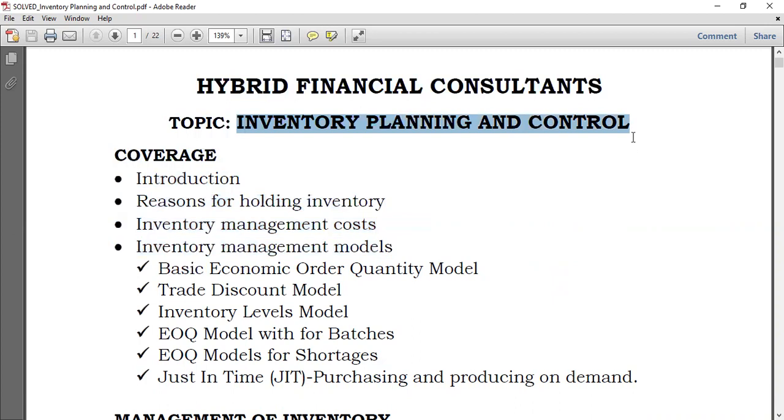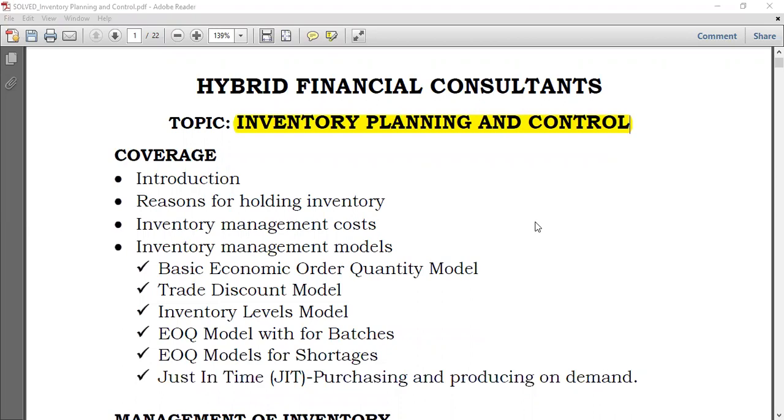And our new topic today is on inventory planning and control. Actually, this topic can be studied for quantitative techniques, but also for those studying financial management, it is usually found in working capital management for inventory. So it's a very, very common topic. You should be very conversant with it, right?